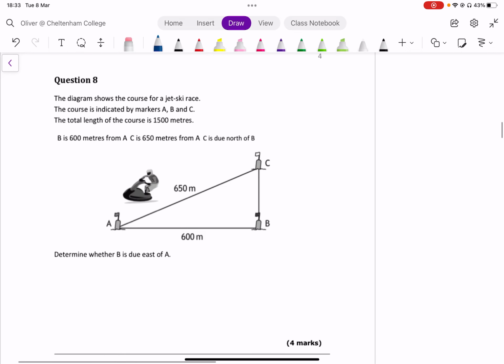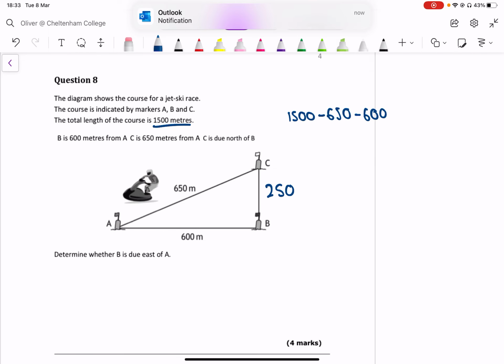Okay, jet ski racing, the total length is 1,500 meters. So if that's 650, that's 600. We can work out this missing length because it's 1500 minus 650, which is going to be 250. We know this is due north. We know that C is due north of B.